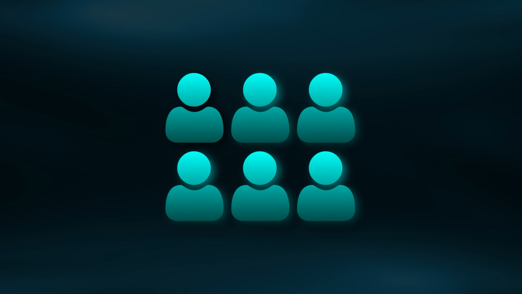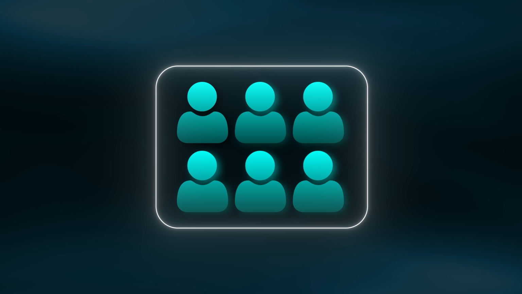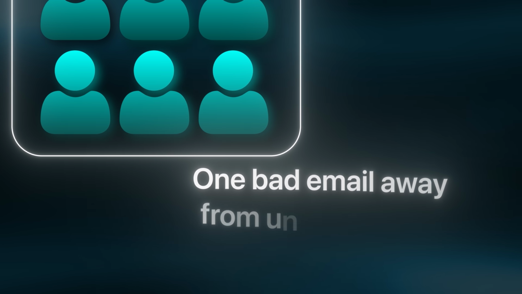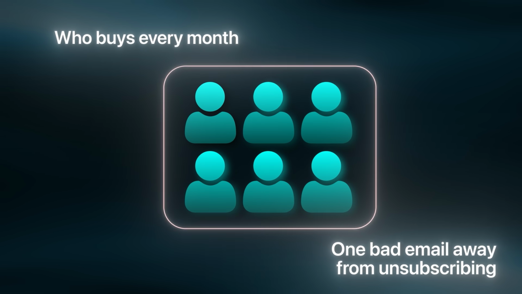You build a decent segment, and then you treat everyone inside it exactly the same, as if the person who buys every month and the person who's one bad email away from unsubscribing are the same opportunity. They're not. And scrolling through names trying to guess which is a waste of your time. What you probably don't realize is that Omnisend is already scoring every contact in the background, tracking how recently they bought, how often, and how much they spend.